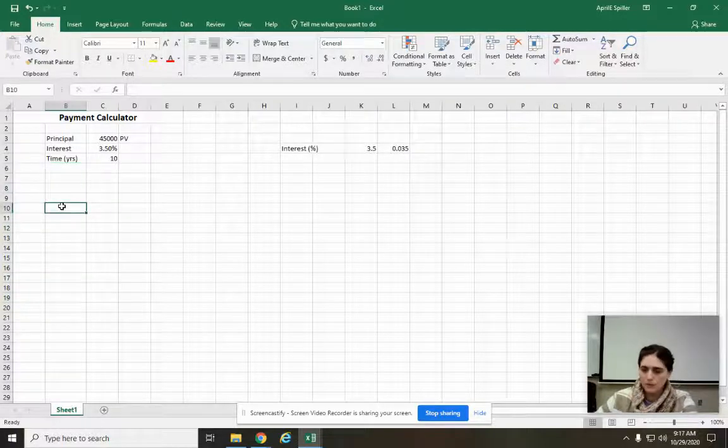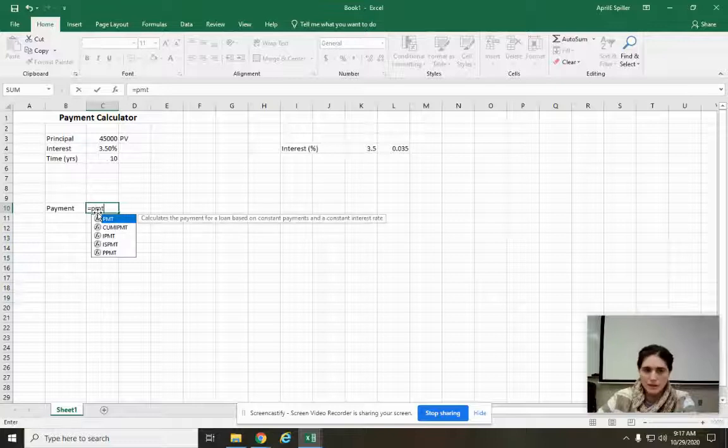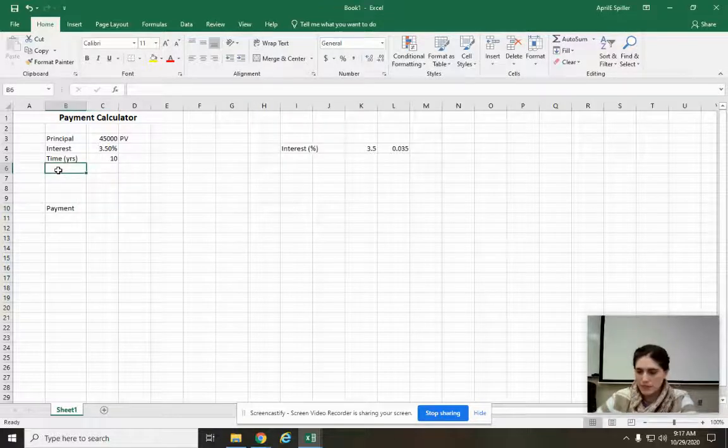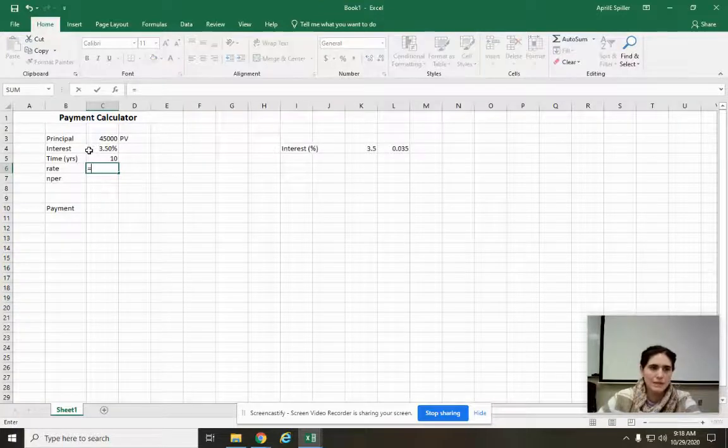My basic formula calls for some stuff that isn't there. My formula is going to be equals PMT. When I open parentheses, it has some funny looking things. It has rate, NPER, and PV, which we have. The first thing it wants is rate, and then it wants NPER. Rate is the interest per month, so this is going to be equals, we take this and divide it by 12.